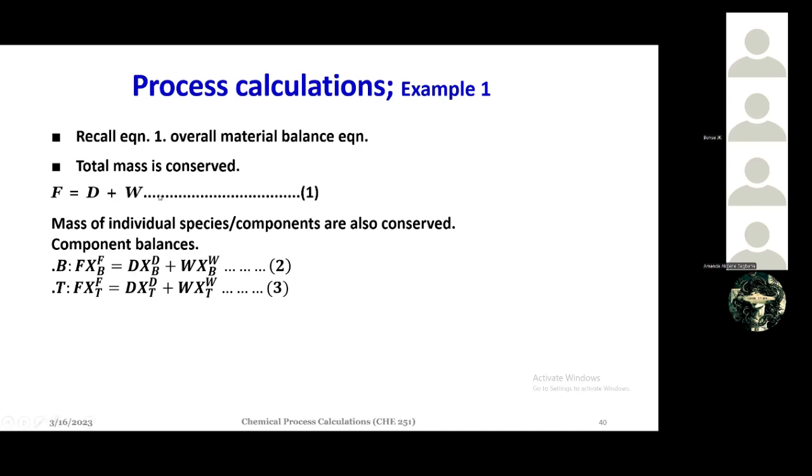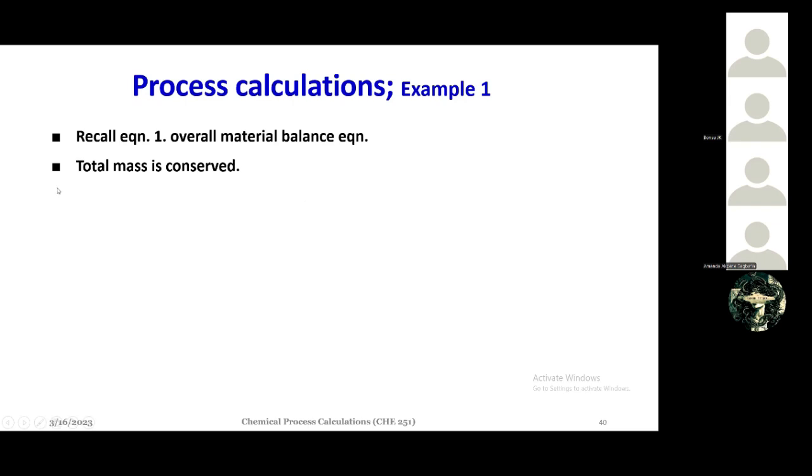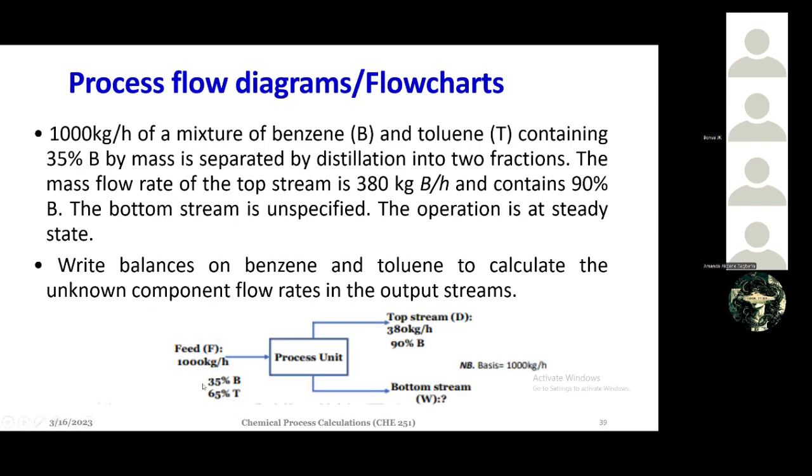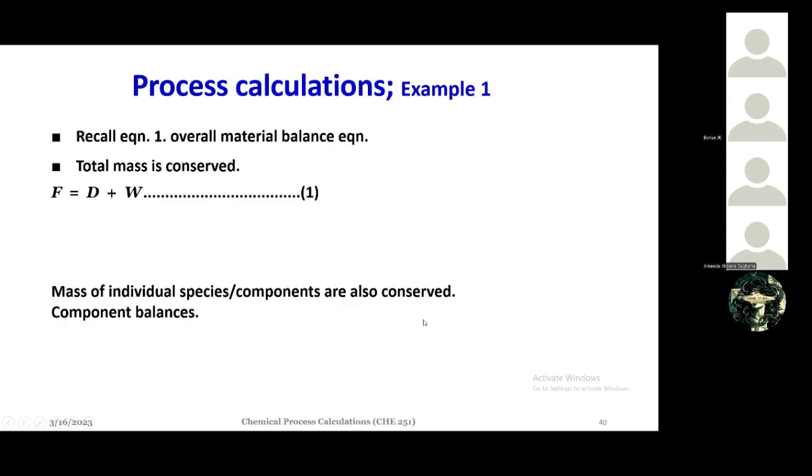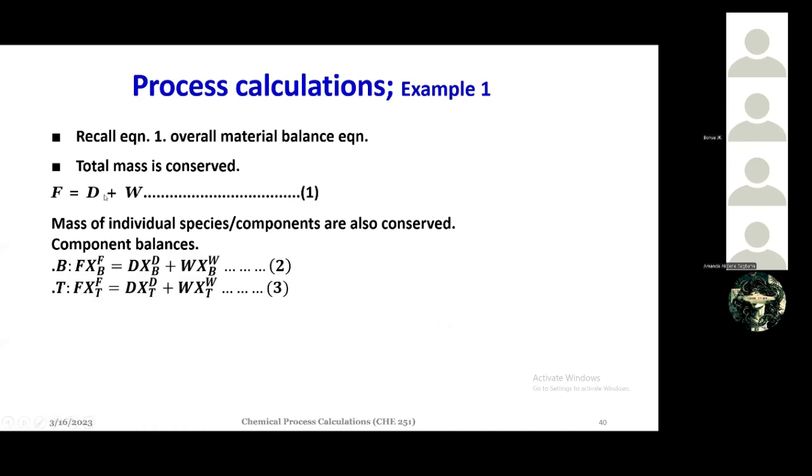Now, from equation 1, we know our feed to be 1000 kilogram per hour, and then our top stream, which is D, is 380. So we can find our W from here. Our F should be equal to D plus W. That's why in one of our previous slides, I was saying that it's best to start with your total or overall material balance equation. This is the overall material balance equation. So my F is 1000, and then my D was 380. When I subtract, I can get my W, and that would be 620 kilogram per hour.